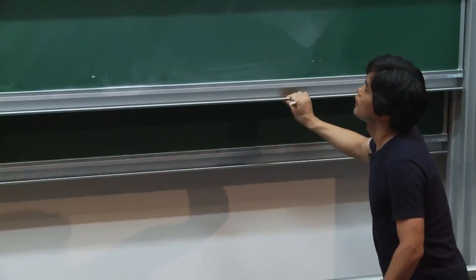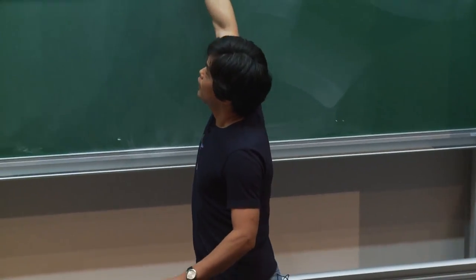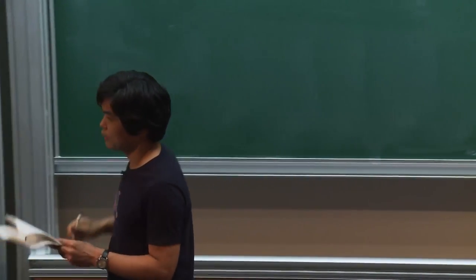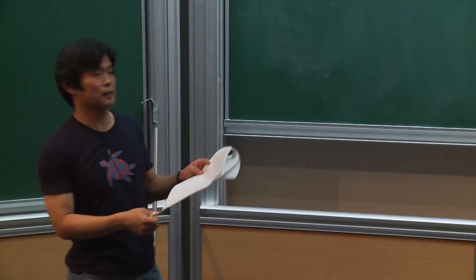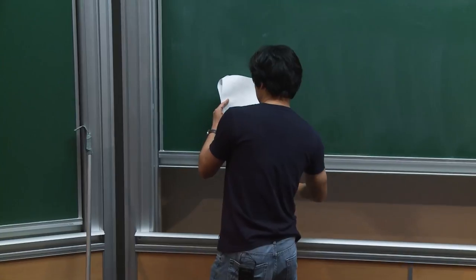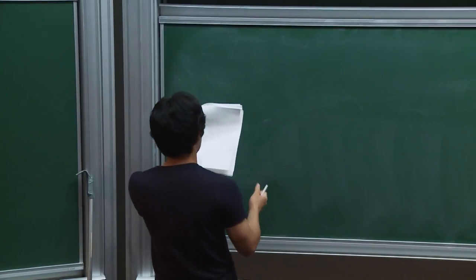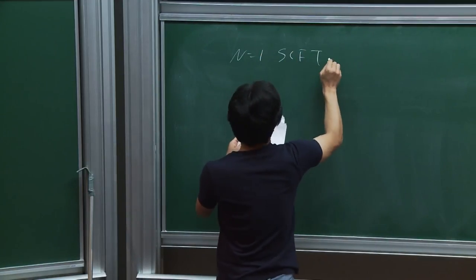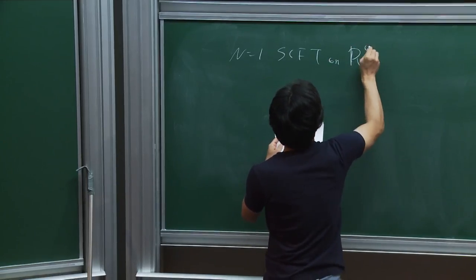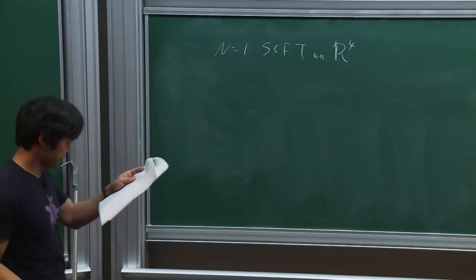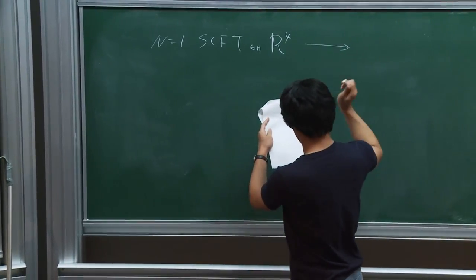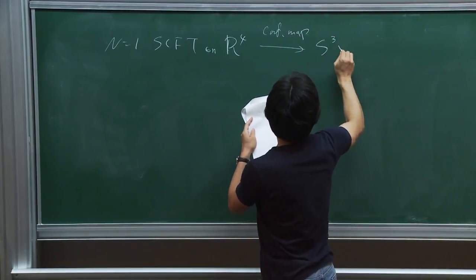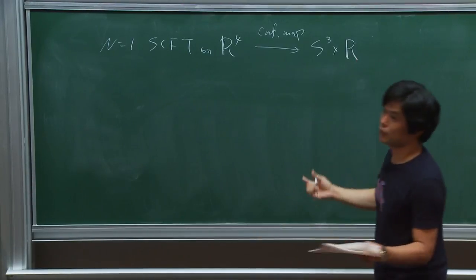And then this is called the superconformal index. Actually, here we do not consider the superconformal field theory, but it's called superconformal index. So why? Actually, if we consider the superconformal theory on flat space, then there is a usual conformal map to S3 cross R. Okay, this is a usual cylinder map.